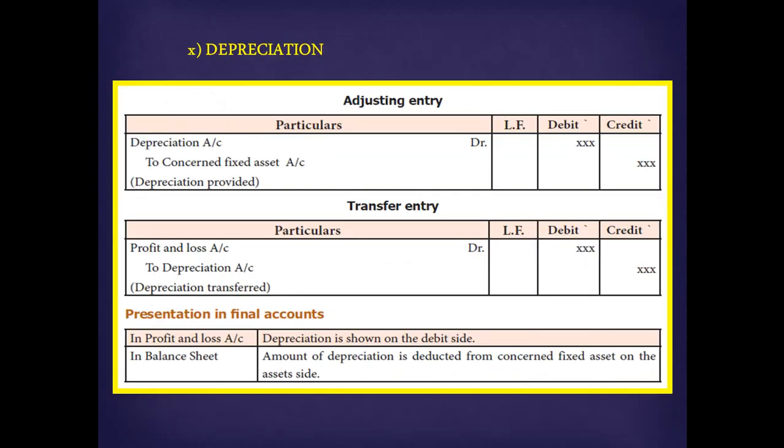Next one is depreciation of asset. Depreciation is a permanent decrease or reduction in value of a fixed asset. The adjustment entry for depreciation of asset is depreciation account debit to asset account. Depreciation is shown on the debit side of the P&L account and is deducted from the assets in the balance sheet.